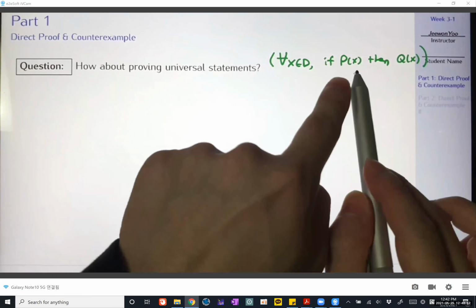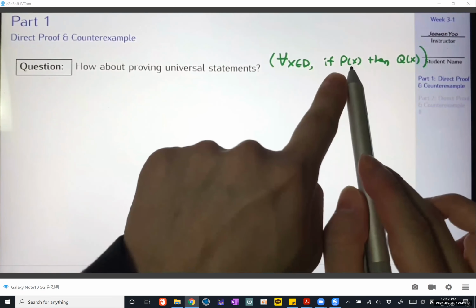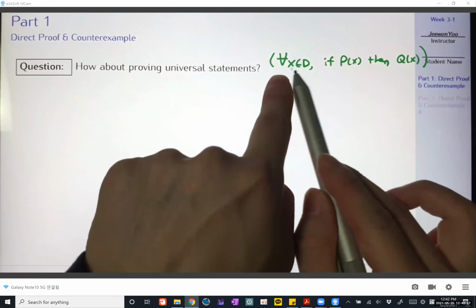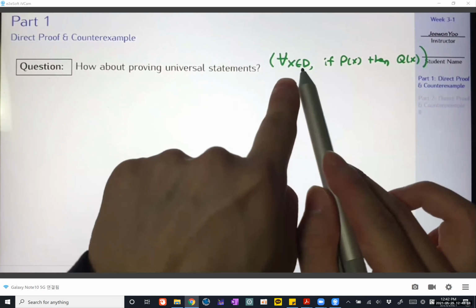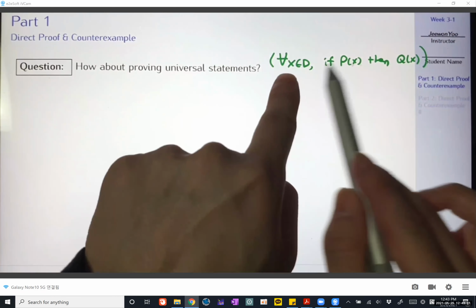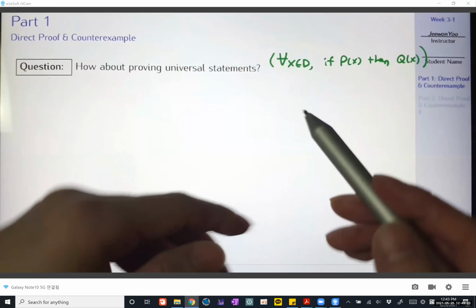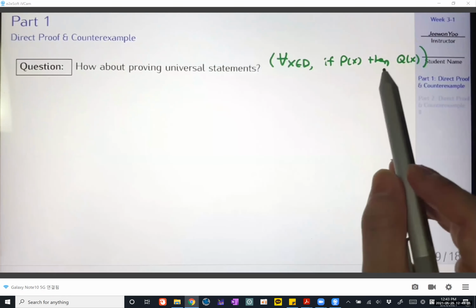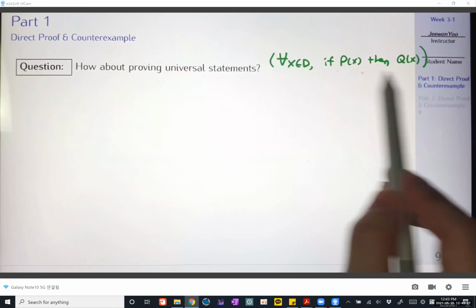Sometimes people, being clever, combine the hypothesis P of x inside of the domain to make it a truth set, and you just write down Q of x. So that's a shorter form. But we are more familiar with the if-then statement, so I'm going to keep it as it is.